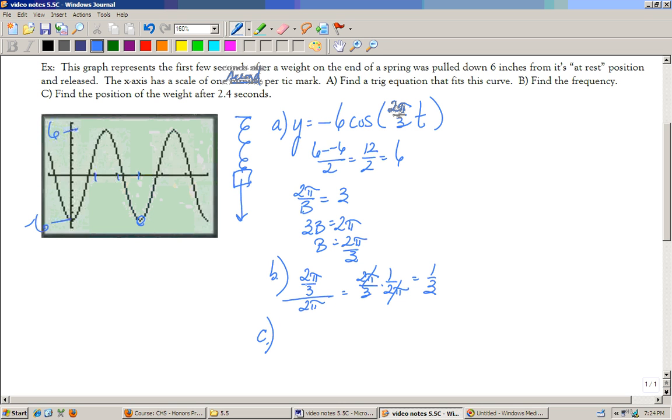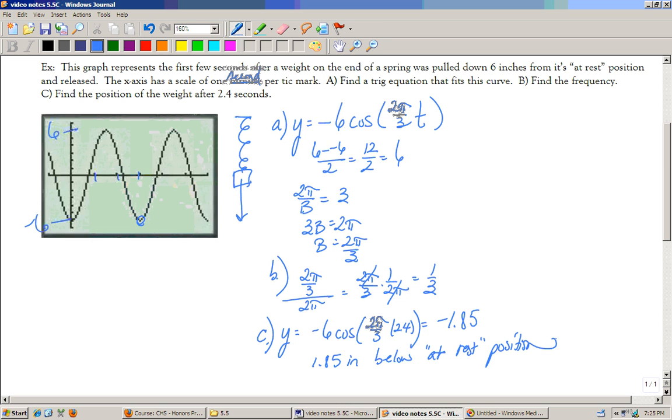Part C asks the position of the weight after 2.4 seconds. So its position is the y value. You're going to plug in 2.4 seconds for the t, since that's the time. Put your calculator in radian mode, and when you solve that, you get negative 1.85. So that represents 1.85 inches below the at rest position, and it's below because it's negative.